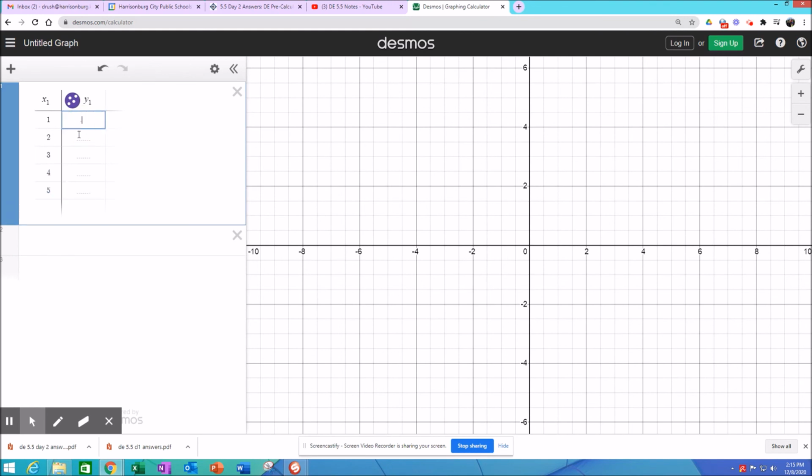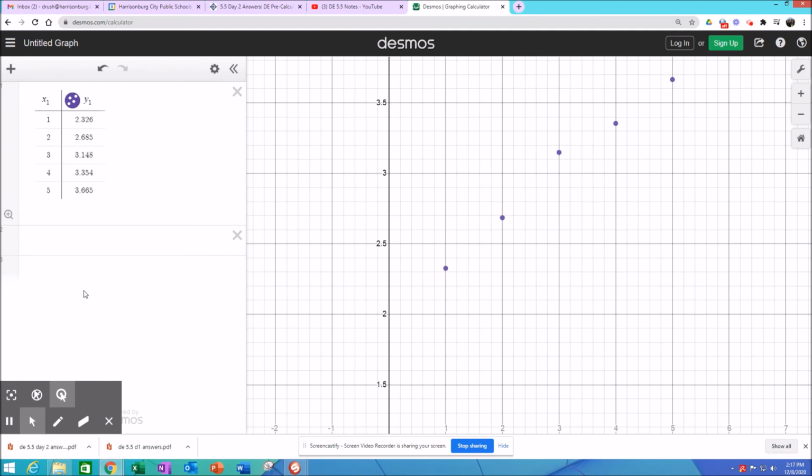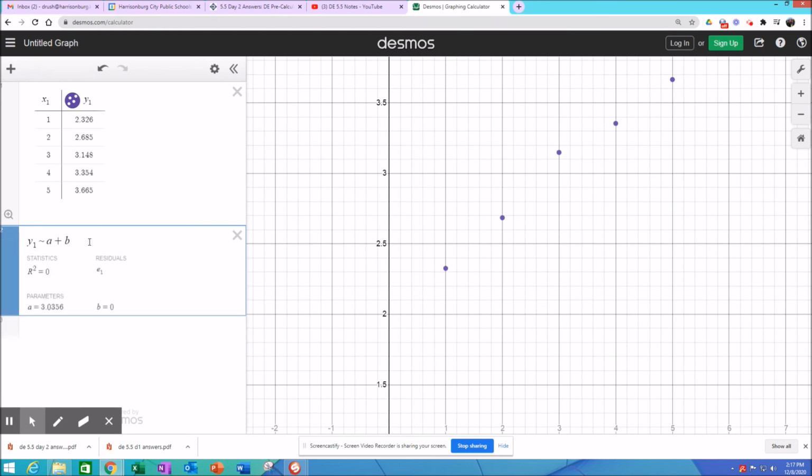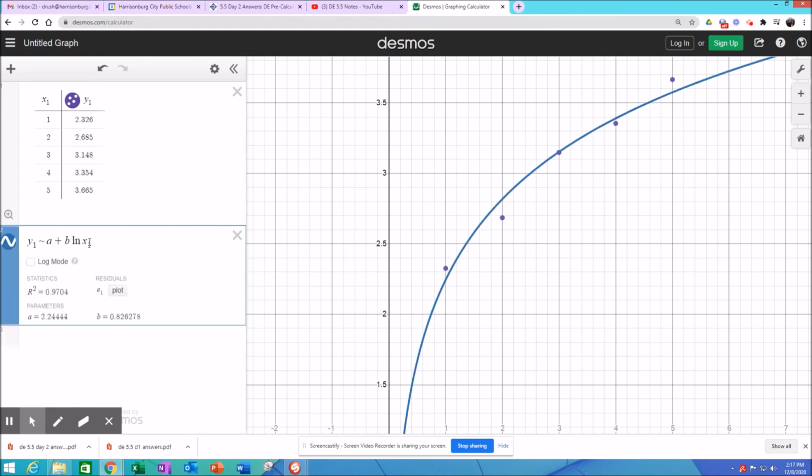And the second part of my question I asked was to get the equation in the form of a plus b natural log of x. Okay, so this is how we get that equation. So y1 tilde a plus b natural log of x1. Okay, so you can see that fits the data fairly well. But our equation would be y equals 2.24 repeating plus 0.826 natural log of x. Okay, so that's the equation there. And that's the end of the notes.